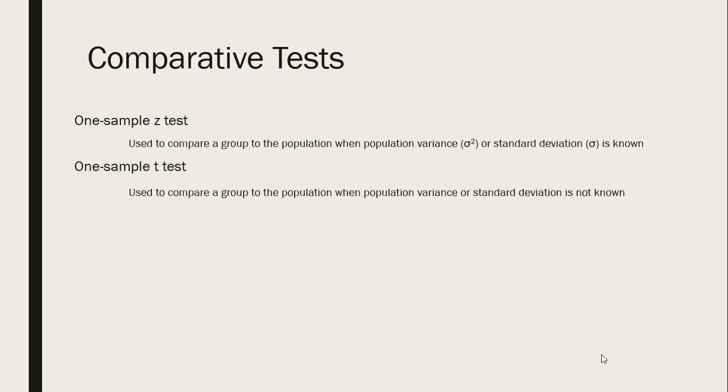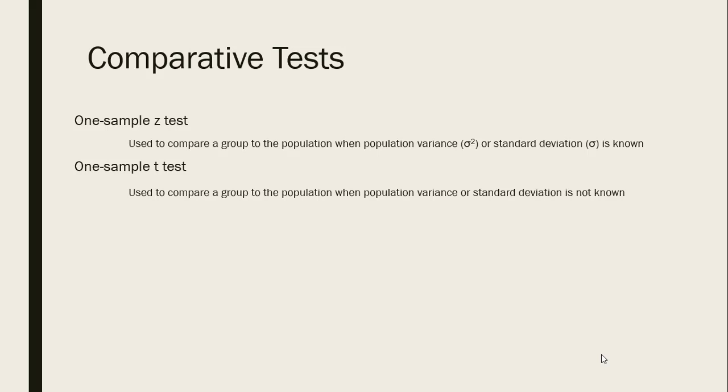With the one sample t-test, here we're going to compare a group or a sample to the population, and in this case the population variance or standard deviation is not known. So we don't have a variability value from the population. Maybe we don't have the original data, maybe we can't calculate it, maybe it wasn't provided. We still need the mean of that population because we're going to compare the sample mean to the population.